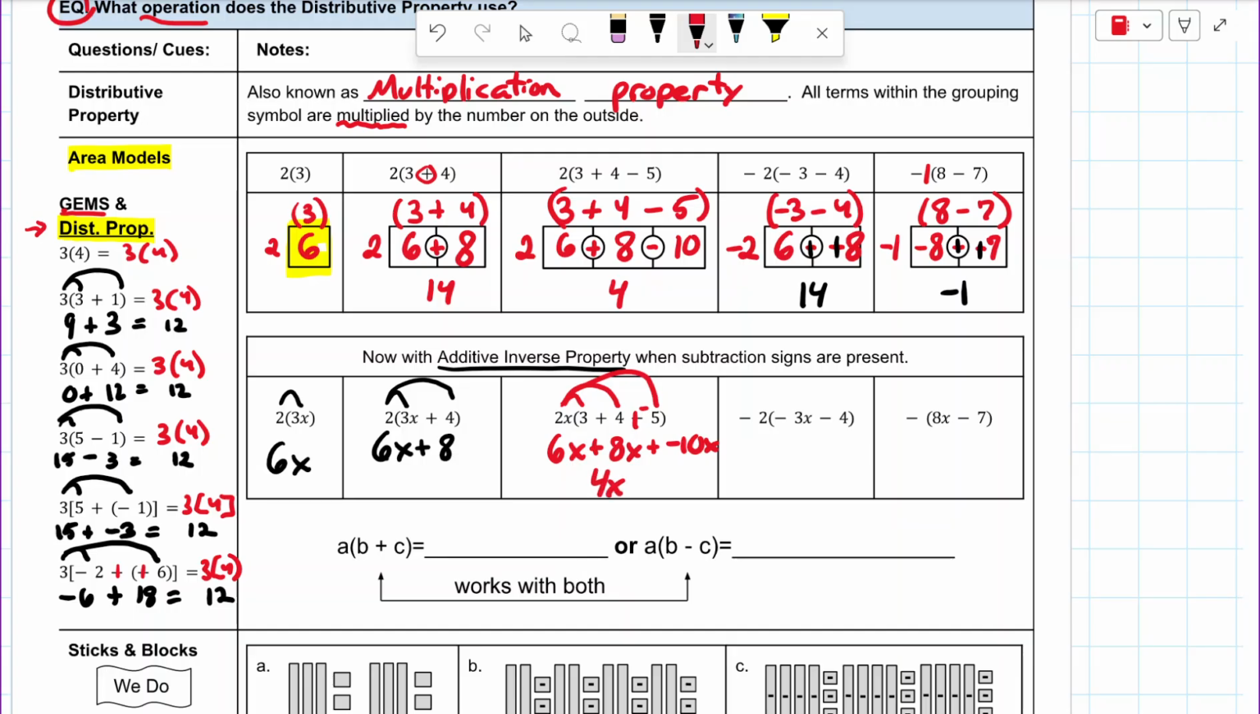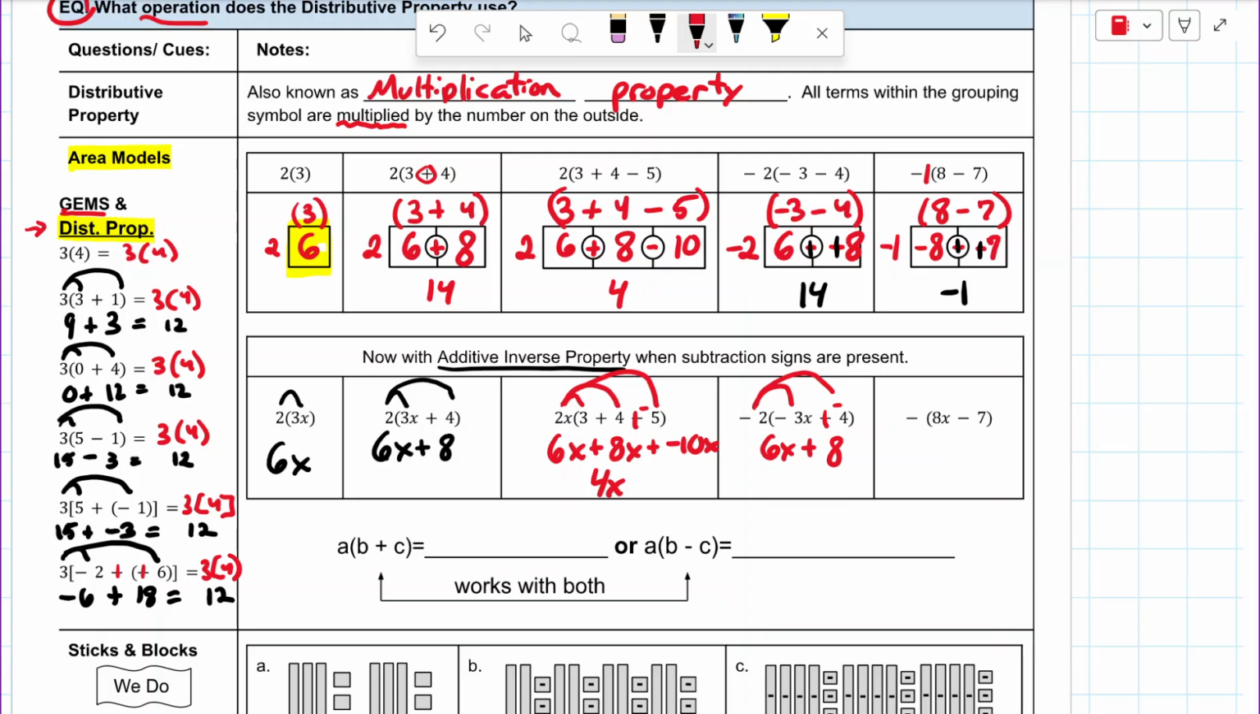This next one, we see a subtraction sign right here. So we're going to do additive inverse. The other signs are actually negative signs. So we're going to do -2 times -3x, which is going to give us a positive 6x. And a negative times a negative is going to give us a positive 8. Bring down the plus sign.